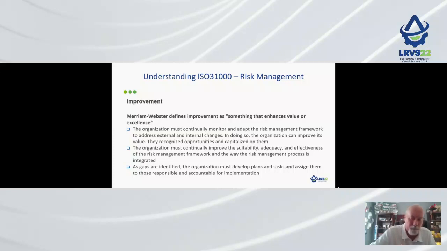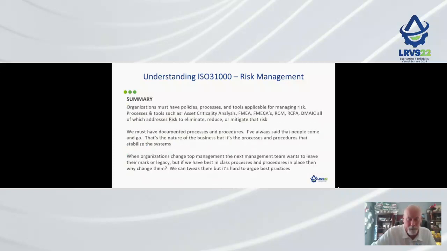It's how do we respond to those gaps? And then the next slide, in summary here. I do know I'm running a little over, so let me just summarize. Organizations must have policies, processes, and the tools applicable to manage risk. Some of those tools that we can use is asset criticality analysis. So what truly are the most critical assets in our organization? Because those will have the largest impact when we talk about failures.